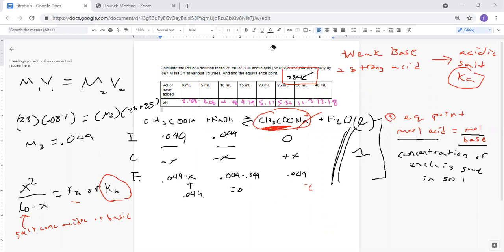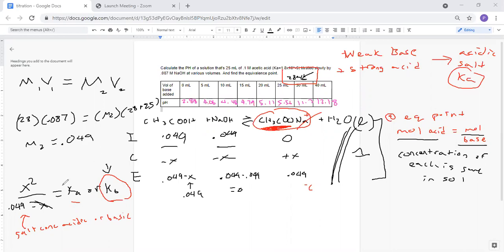Now we can solve. So I'm gonna put in the 0.049. And we're going to neglect x, because we're just going to neglect it, and then we can check our approximation later. I already know our approximation's fine to make. You guys can check it on your own.